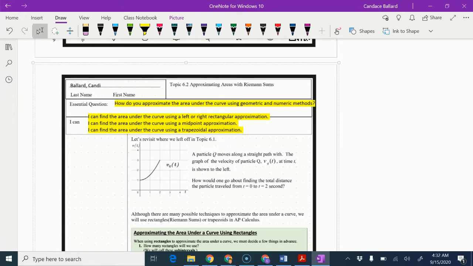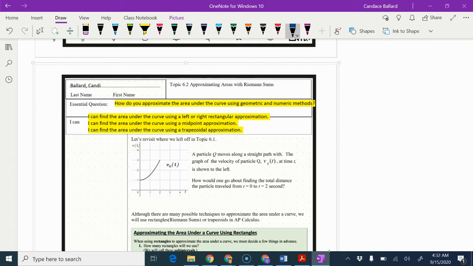So in this video, we're going to be talking about approximating areas with Riemann sums. Since this is review, we're going to do this all in one day, but I'm going to split it into a couple of videos here. So your essential question is, how do you approximate the area under the curve using geometric and numeric methods?